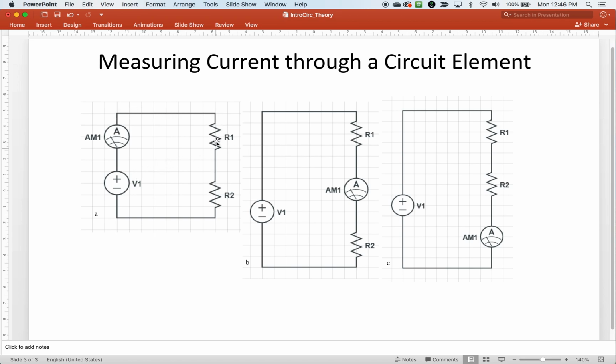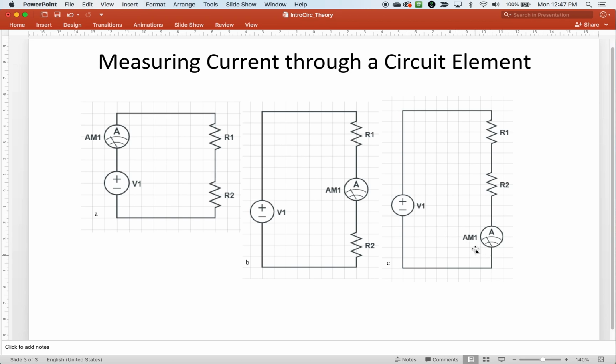Measuring the current coming out of R1, we would be breaking the circuit at this point and inserting the ammeter with its positive red lead here and its negative black lead here. That will measure the current coming out of this source. And then last, the current coming out of this resistor. To measure it, you would be placing the positive ammeter lead here and the negative ammeter lead here after cutting the circuit.